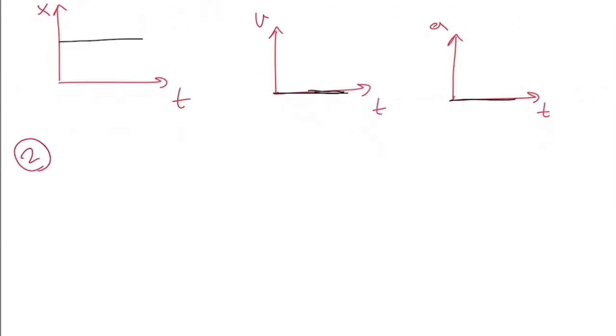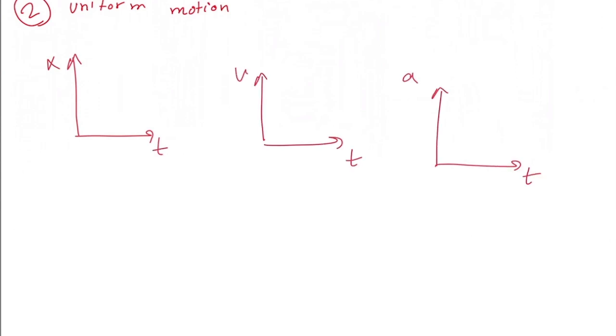What if the object is moving, but it's having a uniform motion? It does not have an acceleration, it only has a constant velocity. The xt graph is just a straight line. The position is changing, but it's changing in a constant manner because the velocity is constant and the slope of this line stays the same over time.